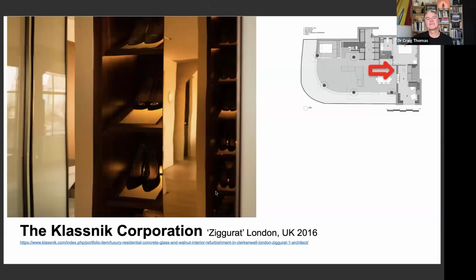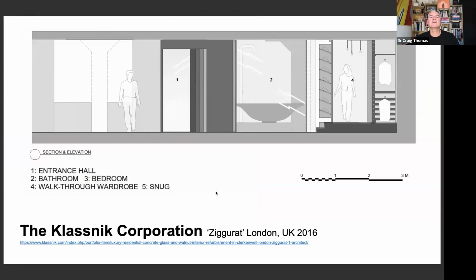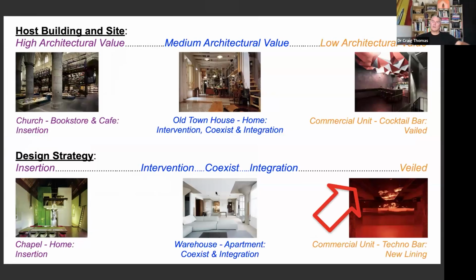And there's the brass work reflecting in that snug area. So you can see some things are really bedded in and integrated around the edge of it, like this huge walnut cabinetry, and then it allows the building to breathe in other spaces like the big living room space. There's the other section looking into the bathroom. So that was the warehouse scheme, medium architectural value, coexisting and integrating in.